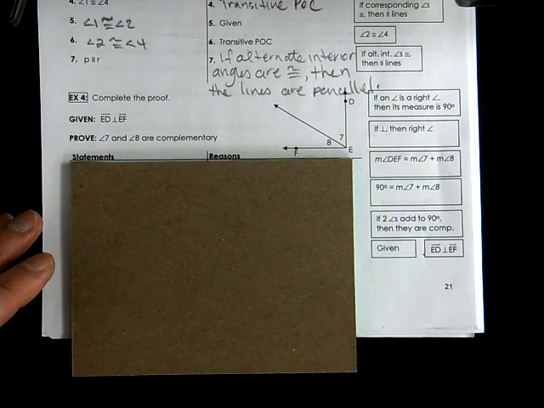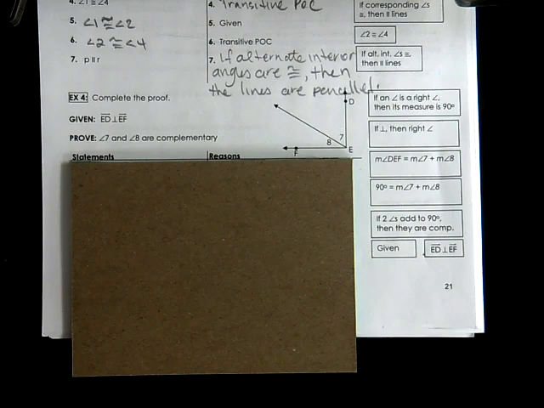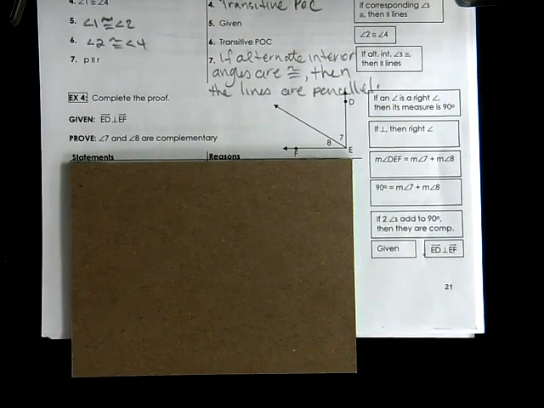This is a very reasonable one. Why are 7 and 8 complementary if these 2 rays are perpendicular? Come up with a plan, discuss it so you can explain it. Then we'll worry about filling out the proof. Pause the video.